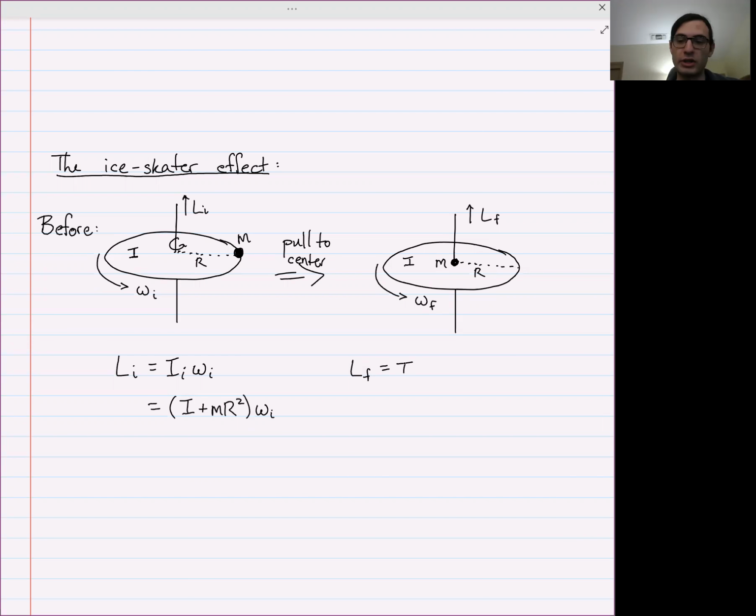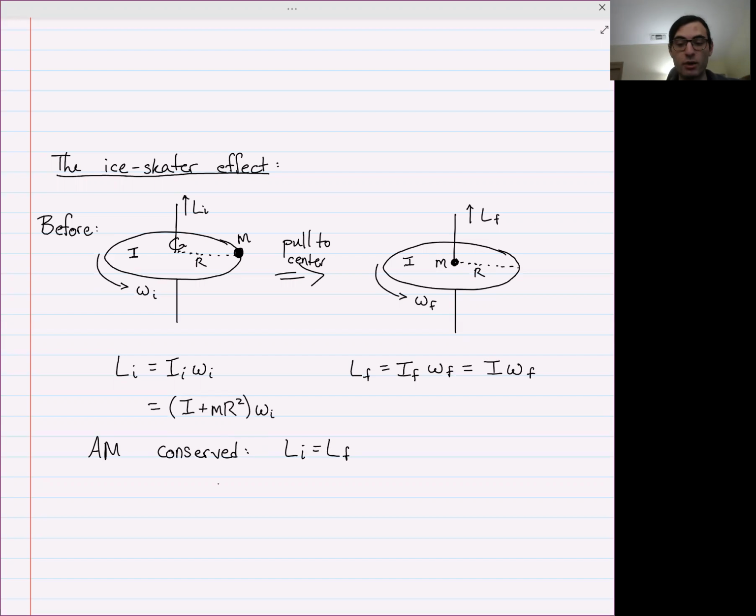Now we can do the same thing for the final angular momentum, which is again the final moment of inertia times the final angular velocity. But in this case, the point mass is located at the center, at the axis of rotation, so this term goes to 0. The distance that it is from the axis of rotation is 0. So this is just equal to I, which is the moment of inertia of the disk, times omega f. And so because the angular momentum is conserved, what we're left with is that Li has to equal Lf.